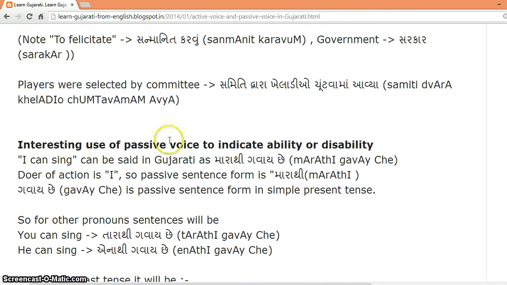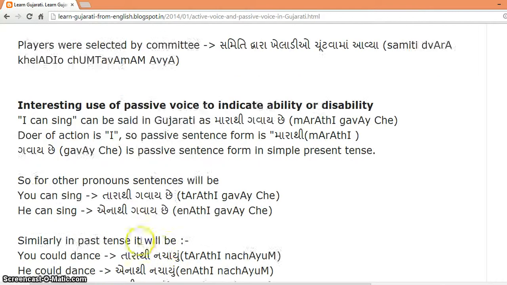Interesting use of passive voice to indicate ability or disability. I can sing can be said in Gujarati as Marathi gavaye che. Doer of action is I, so passive sentence form is Marathi. Gavaye che is passive sentence form in simple present tense. So for other pronouns, sentences will be you can sing tarathi gavay chhe. He can sing enathi gavay chhe.